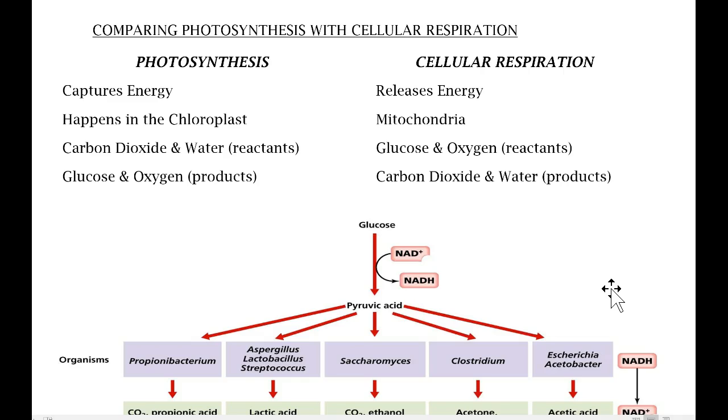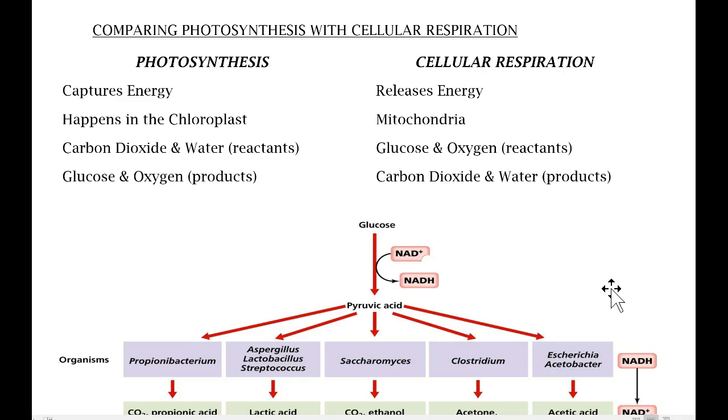Photosynthesis happens in the chloroplast, among the thylakoid membranes and the stroma, and it happens with the electron transport chain and the Calvin cycle. Cellular respiration happens in the mitochondria. It's going to happen within the matrix and the cristae, and it's going to involve glycolysis outside of the mitochondria, and then Krebs cycle and electron transport chain inside the mitochondria.